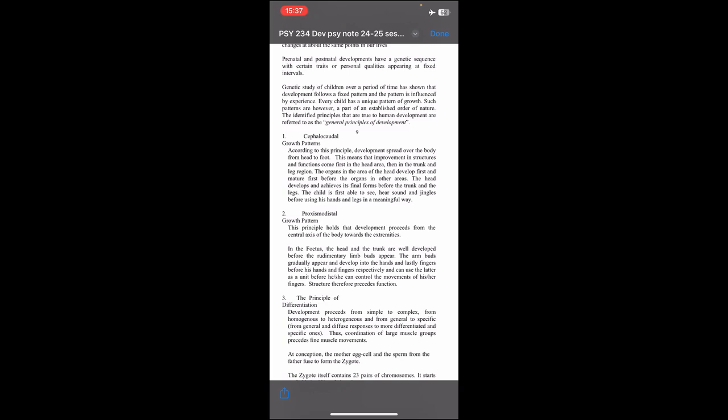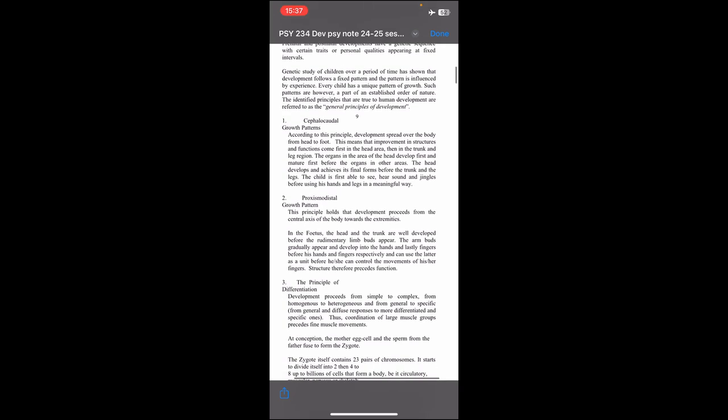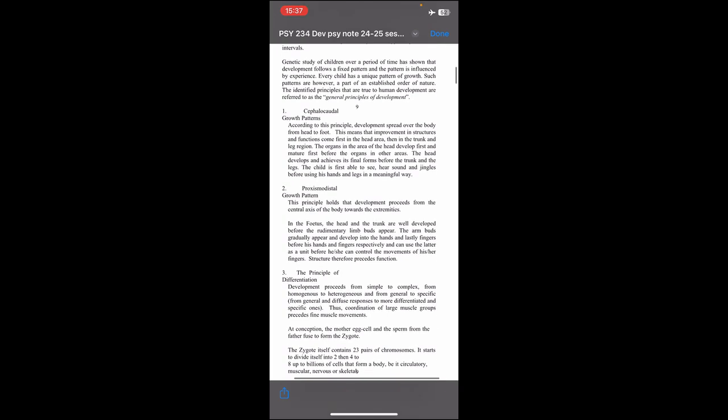Now if they ask you what is the cephalocaudal growth pattern, you can easily say it means from head to tail, or rather, head to foot. According to this principle, development spreads over the body from head to foot. Your body first develops every organ in the head. So the head is fully developed. It doesn't develop the skull, then develop the ribs. It first develops the skull, your ears, your eyes, everything in that skull. Then it moves to your trunk, and develops everything there, the organs, before it goes down.